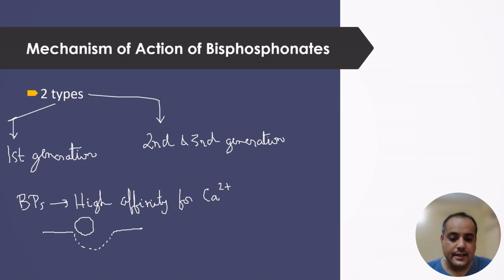Then because of this resorption there will be release of calcium. We have already studied that. So naturally here the concentration of calcium will be high, and bisphosphonates have high affinity for calcium. So now the bisphosphonates are going to be accumulated under the osteoclasts. And also remember, this region is acidic because of the release of the H plus ions.